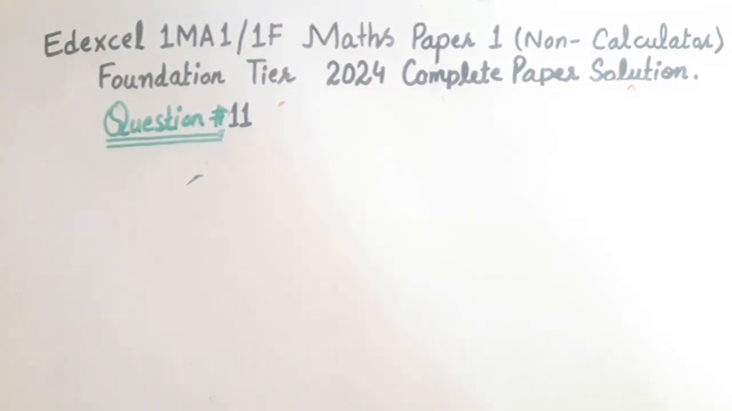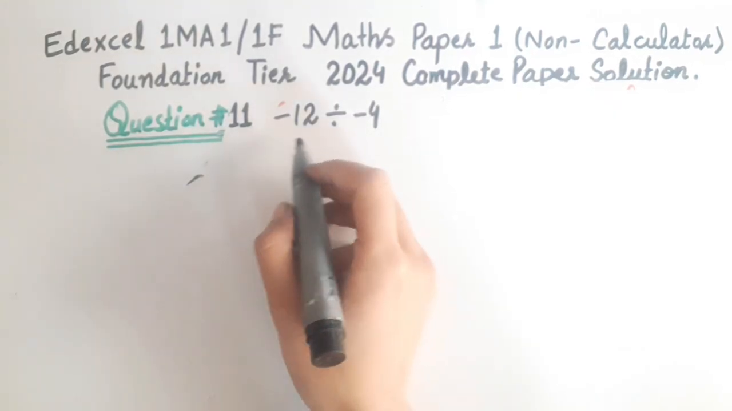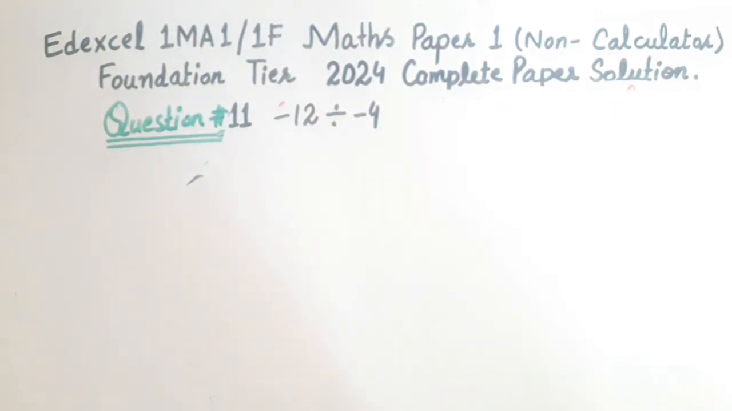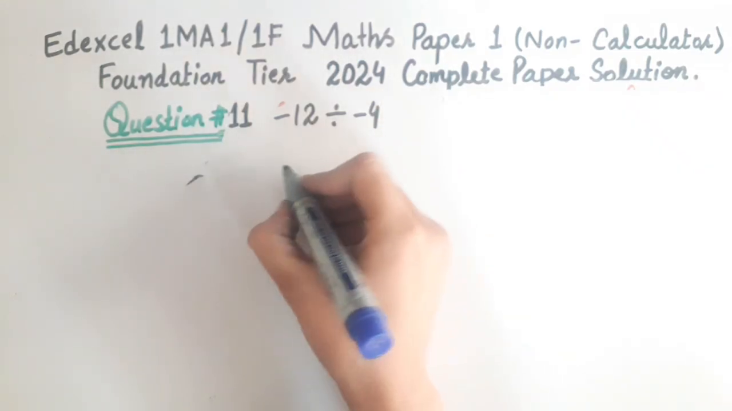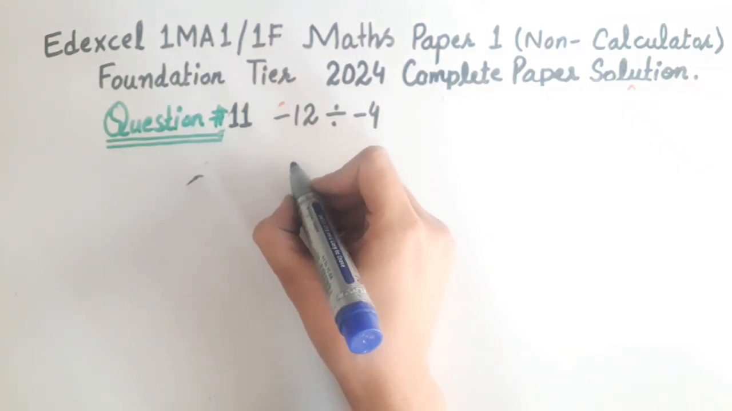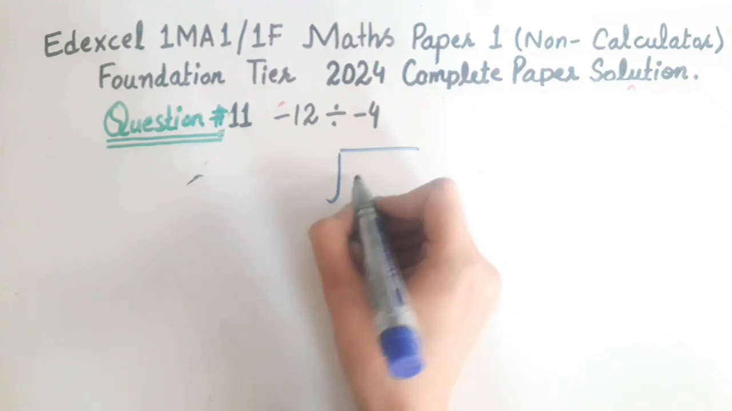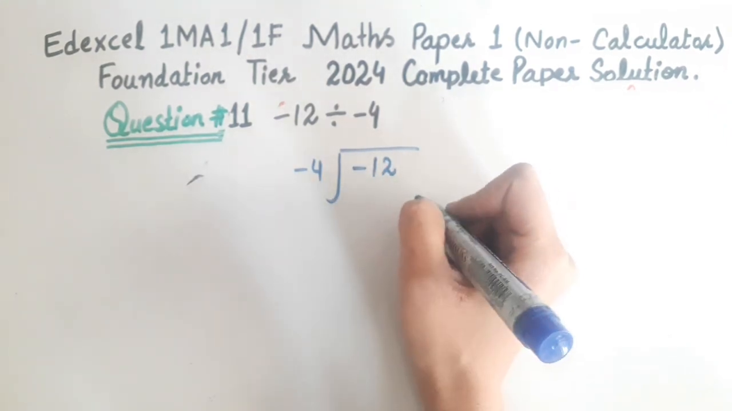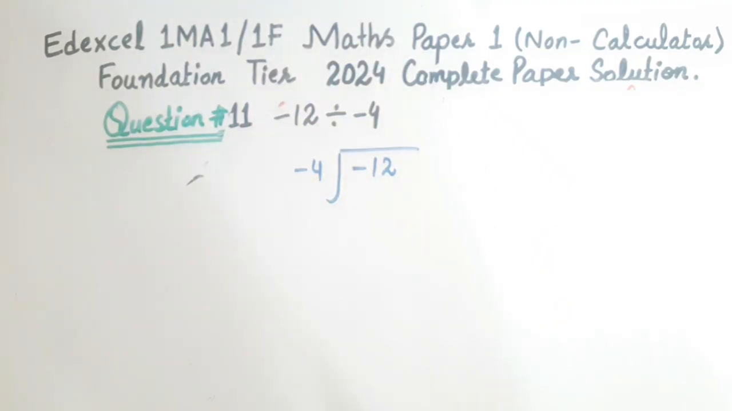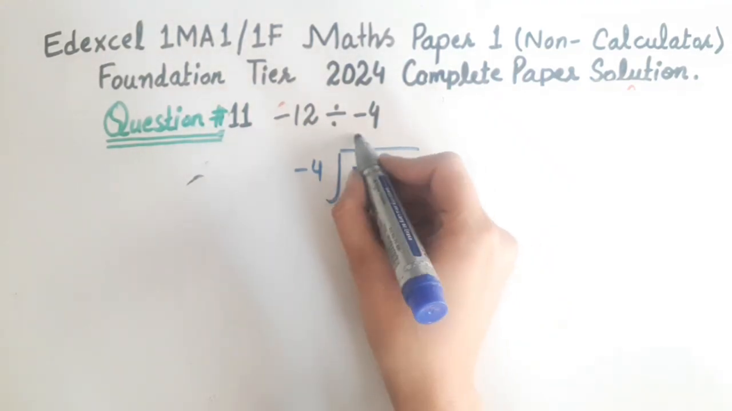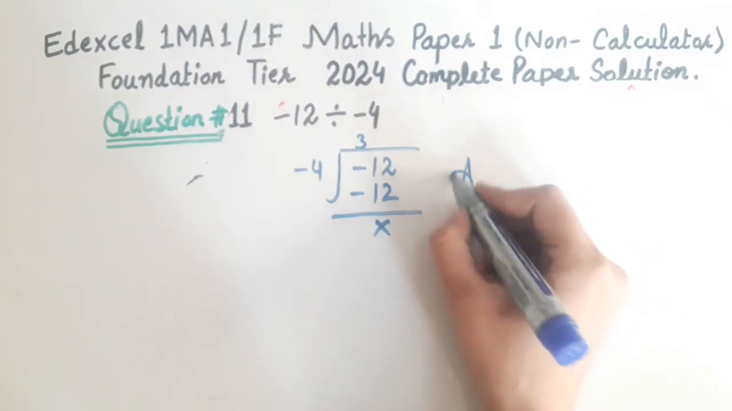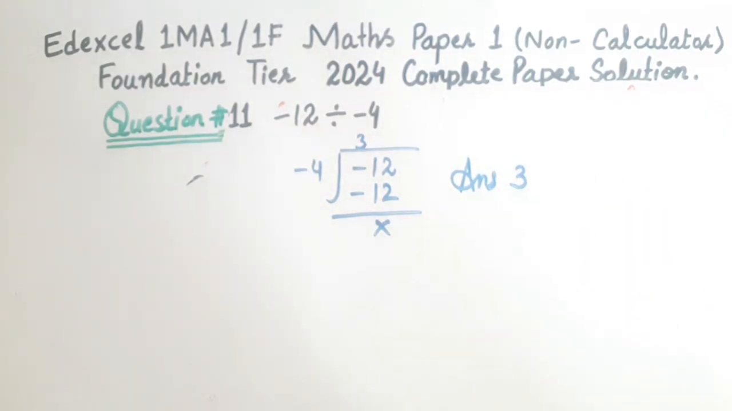Now we will solve question number 11. First, the A part of question 11 is minus 12 divided by minus 4. Very easy and simple. Minus 12 divided by minus 4. So the answer is 3.